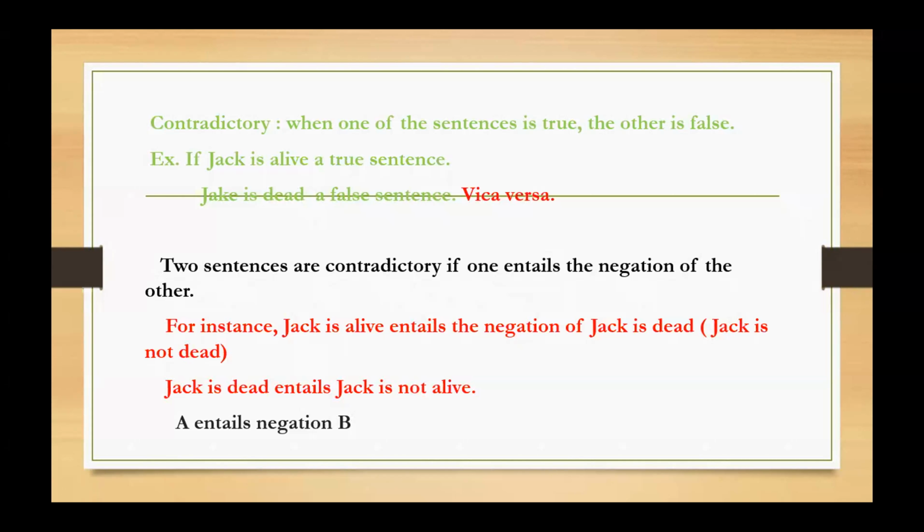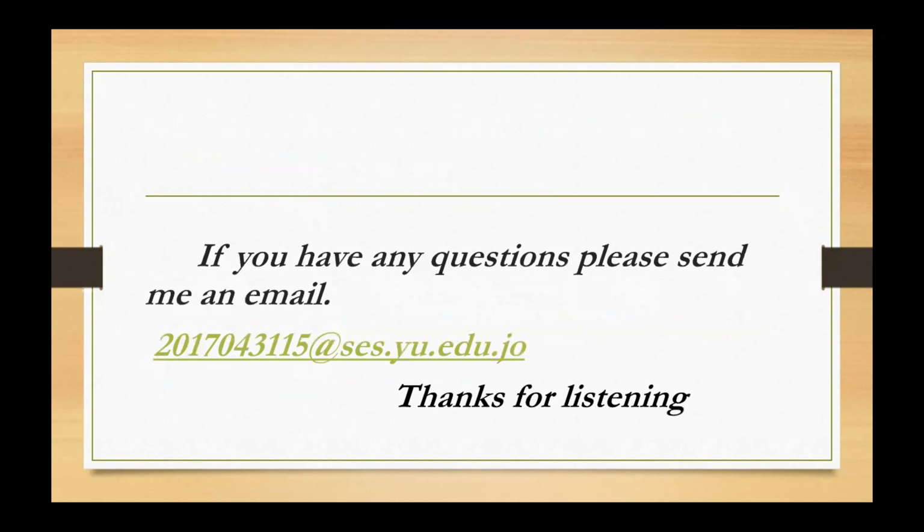So if someone is alive, then he can't be dead at the same time. So if Jack is alive is true, then Jack is dead is false. Jack is alive entails the negation of the other sentence: Jack is not dead. And Jack is dead entails Jack is not alive. Yes, that's what I have.